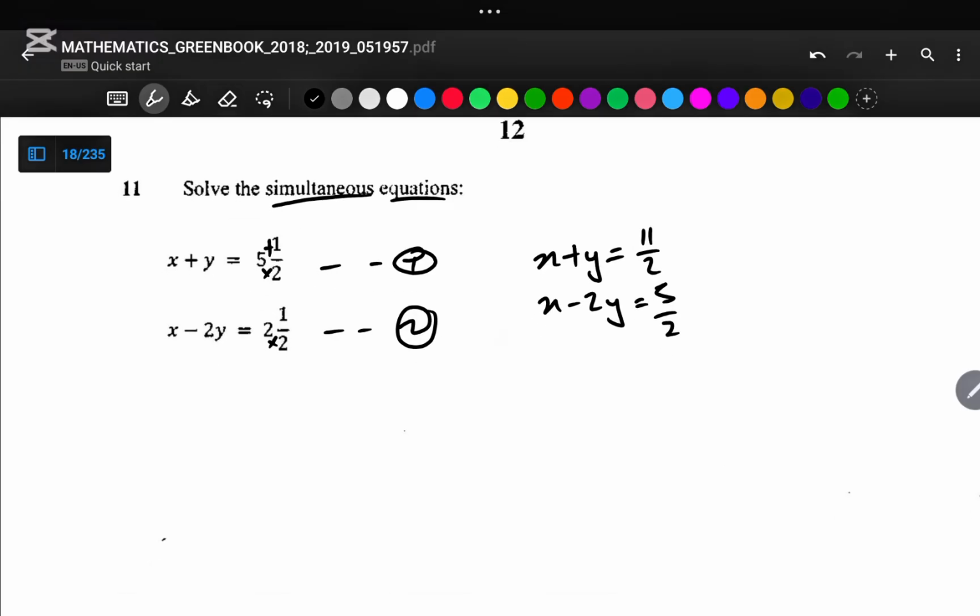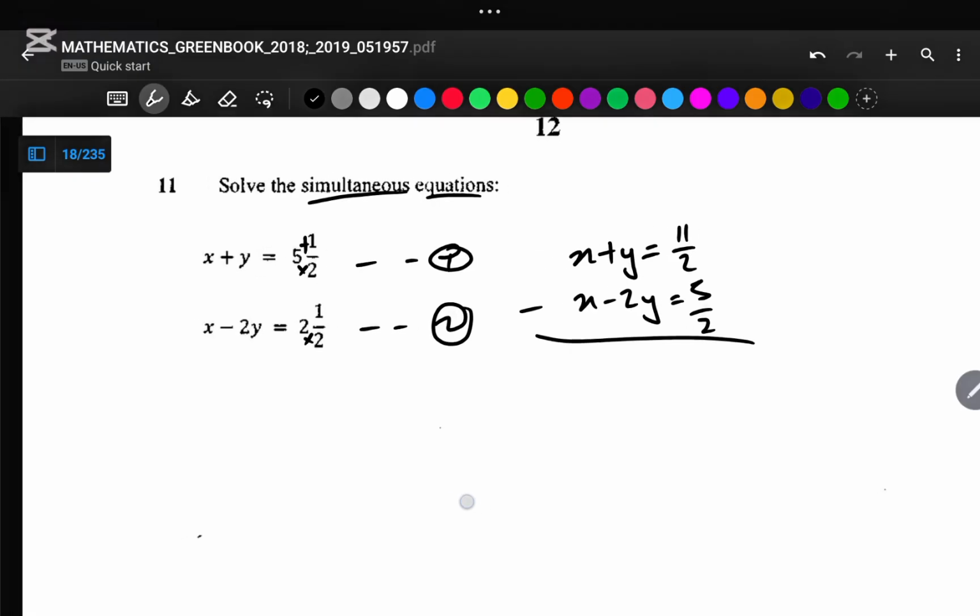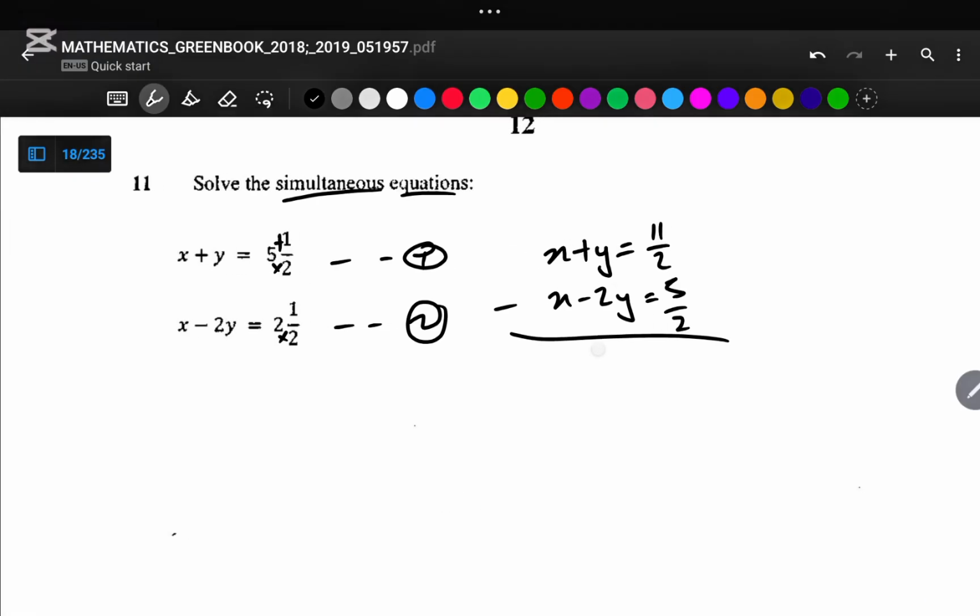So we are going to solve this. What we can do here is use the elimination method, or you can use the substitution method. Let us start with the elimination method, because this is the easiest one, because we are having x here and x here. So you can simply subtract equation 2 from equation 1. If we subtract, you can simply eliminate x. Therefore it's now y plus 2y, which gives us 3y, being equal to 11 over 2 minus 5 over 2.